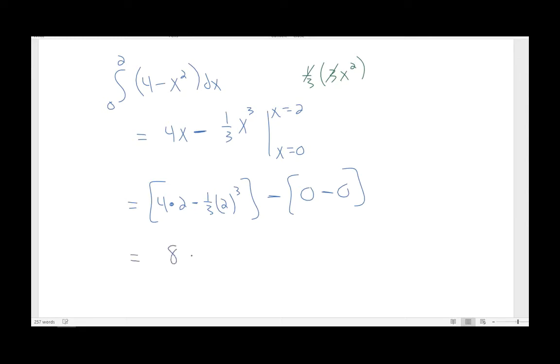So for this particular example, that turns out to be 8 minus 8/3, since 2 cubed is 8. So let's see, if I get a common denominator, this is over 1, multiply the bottom by 3, multiply the top by 3, get 24 minus 8, so I get 16/3 as the value of that integral.